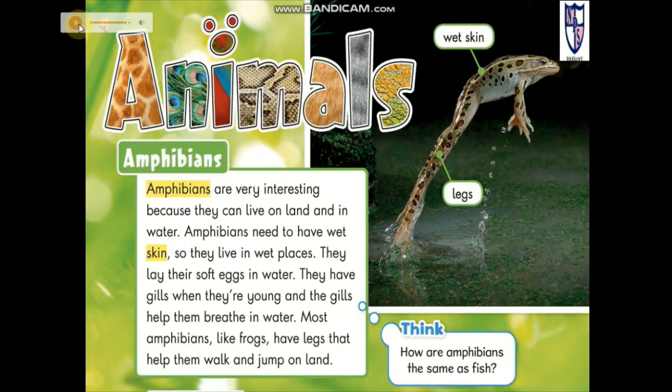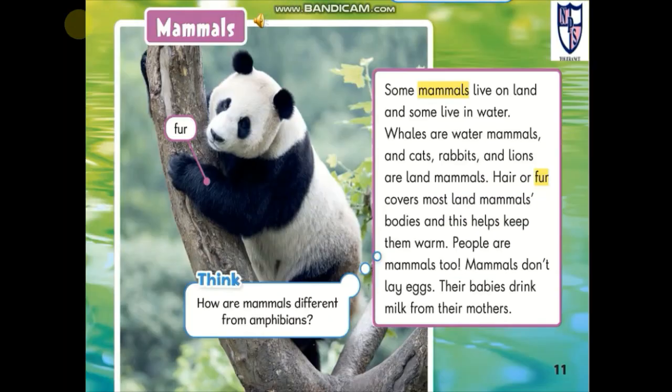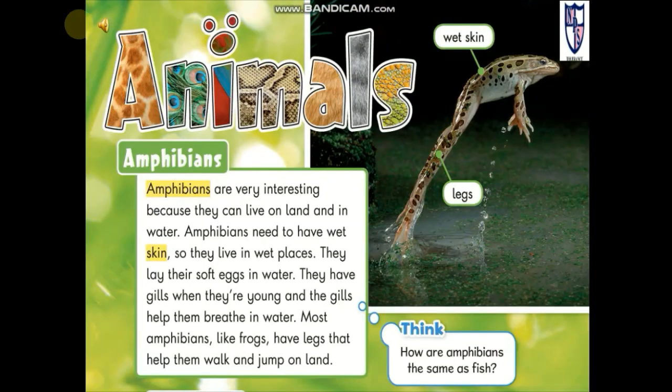Frogs are amphibians. Now, let's look at the question. How are amphibians same as the fish? Fish and amphibians both have gills. They both lay their eggs in water and their eggs are soft.